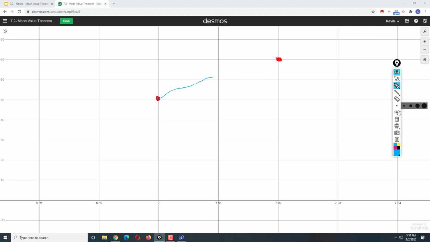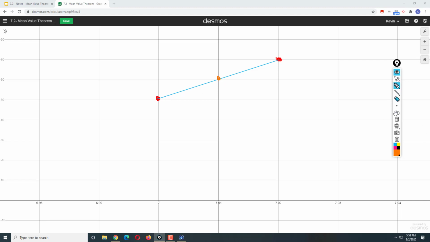Let me do this again. That's not straight at all. So it might go up like a straight line from here to here. If it goes up like a straight line, if the acceleration is constant, then yes, at 7:01, here's the point, at x equals 7.01, y is 60. That would be right. But the line does not have to be straight. All we know is that it passes through these 2 points, (7, 50) and (7.02, 70).